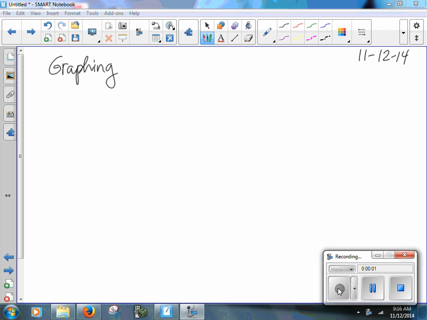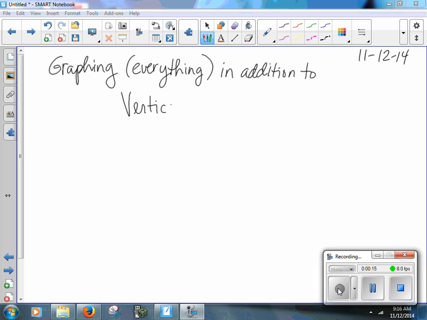So we are graphing everything in addition to vertical shift. That's really the last one we're going to be concerned with.